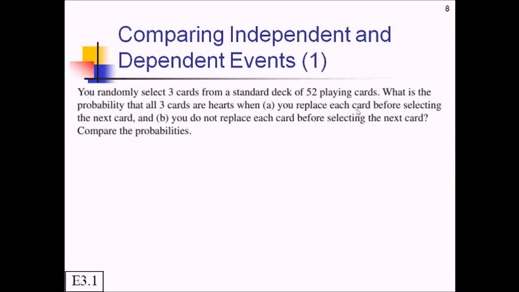So if we're replacing each card before selecting the next card, we're basically starting over with our sample space each time. So these are going to be independent events if you replace each card, because nothing changes in terms of what your possibilities are if you start with the same deck each time you draw something. So the probability of drawing 1 heart. There are 4 suits, and hearts are one of those 4, so you have a 1 in 4 chance. Or you could say, oh, there's 13 hearts out of 52, and reduce it to 1/4.